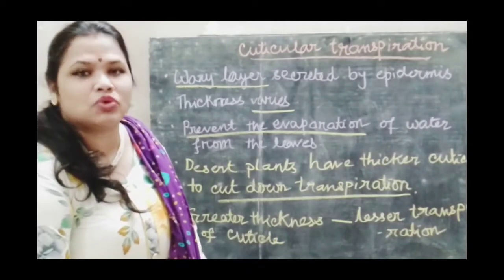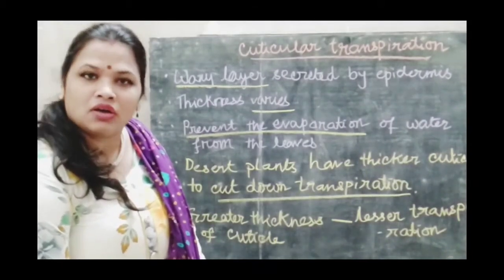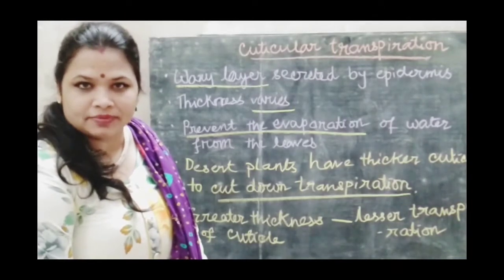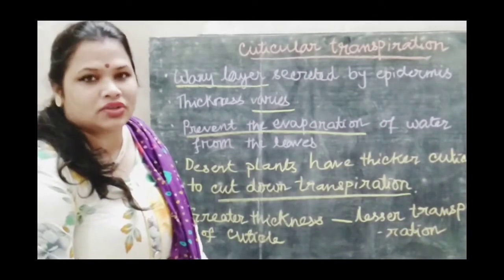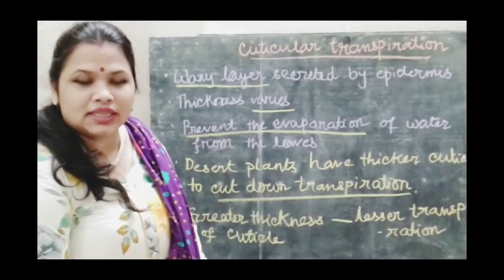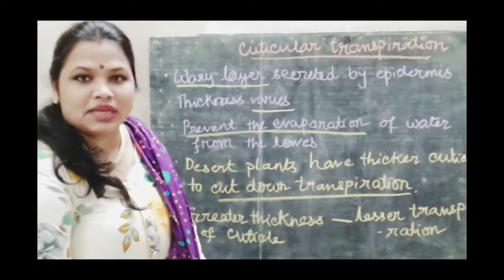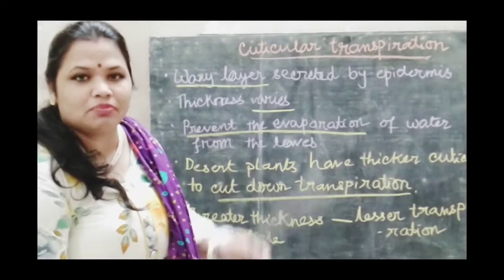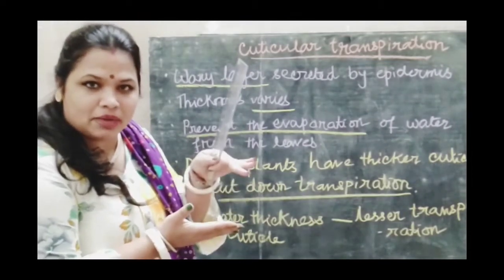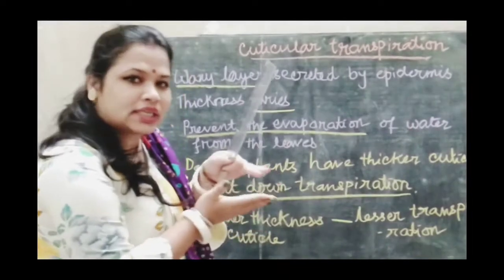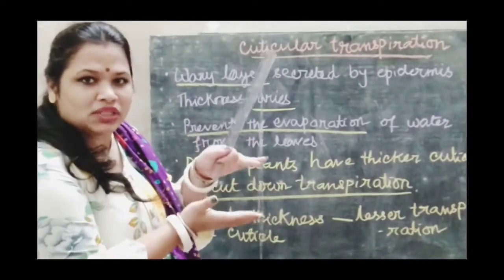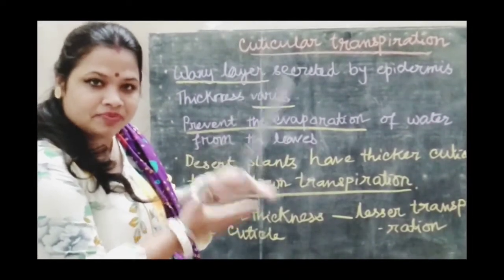Now the remaining portion of transpiration of class 10 chapter. Now the cuticular transpiration. Cuticle is the waxy layer secreted by the epidermis of the leaves on both sides, the upper epidermis and the lower epidermis. So it is secreted by the upper and lower epidermis on both sides of the leaf.